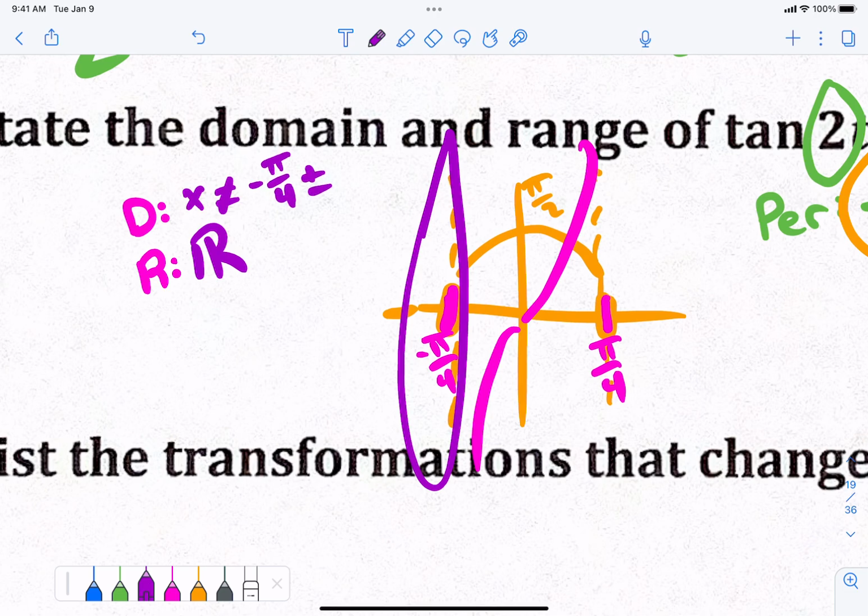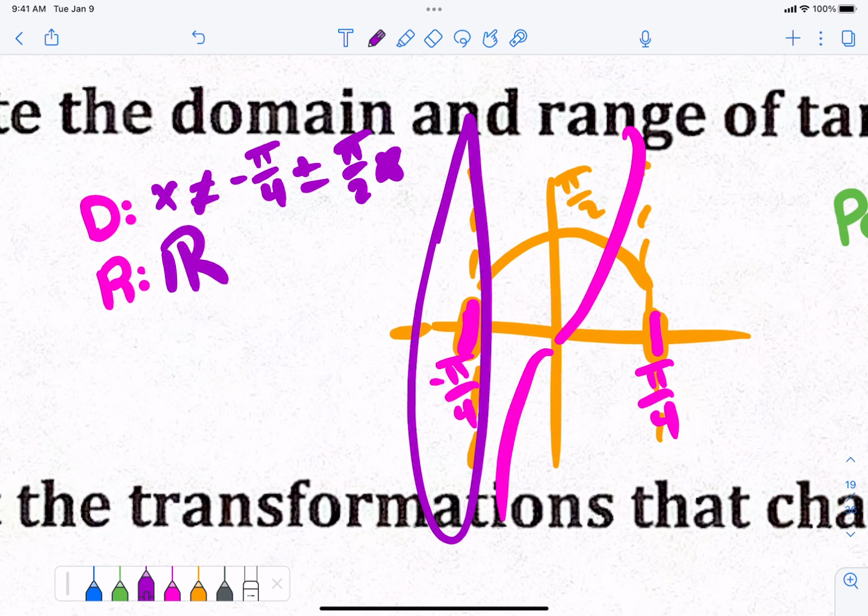When is its next vertical asymptote? Pi over 2x, because now its period is pi over 2. So every interval of pi over 2 after that is going to be a vertical asymptote. Does that make sense? Could you have just done positive pi over 4 plus or minus pi over 2? Sure, because it's going to give you the same thing. You can either start at this one or start at this one.